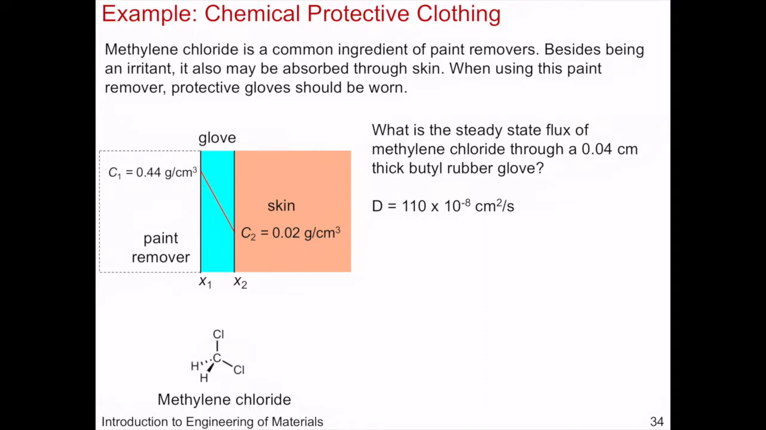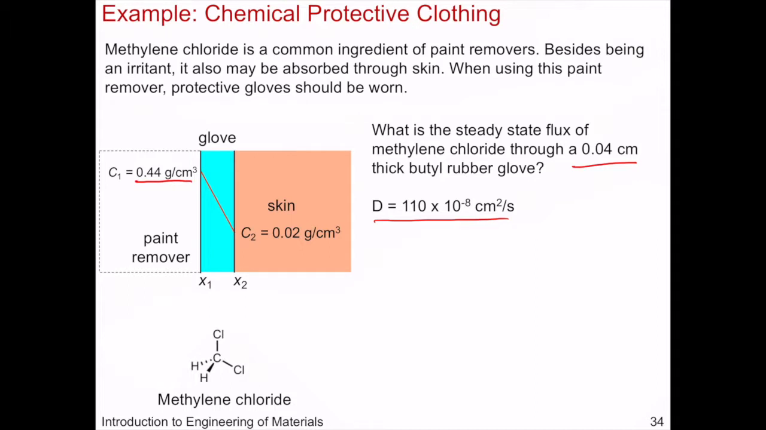And so when you're using paint removers or dealing with dichloromethane, it's advisable that you wear gloves. So one can ask, what is the steady state flux of methylene chloride through this rubber glove that has a thickness of 0.04 centimeters? And we're given here the diffusion coefficient, or diffusivity D, as 110 times 10 to the minus 8 centimeters squared per second. So in this example, we have the paint remover with a concentration of 0.44 grams per cubic centimeter on one side of the glove.